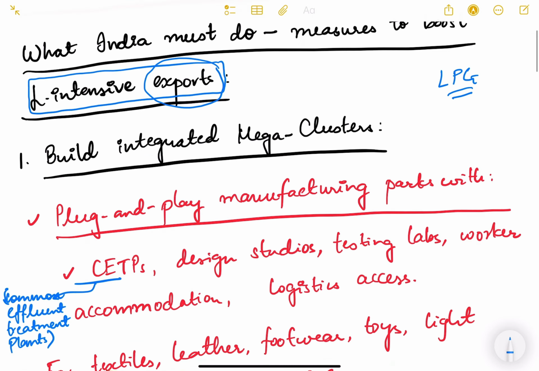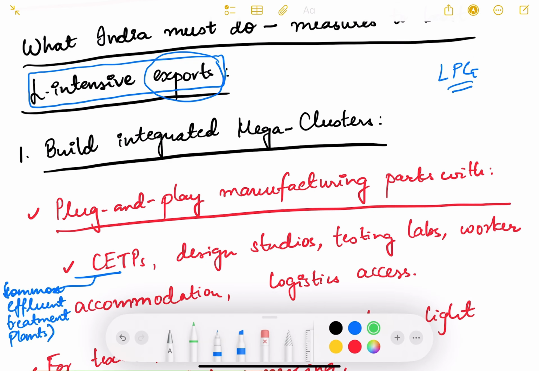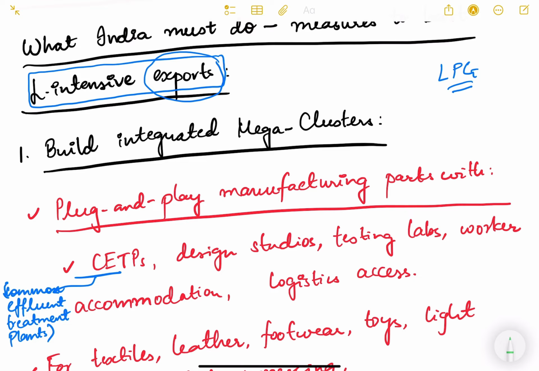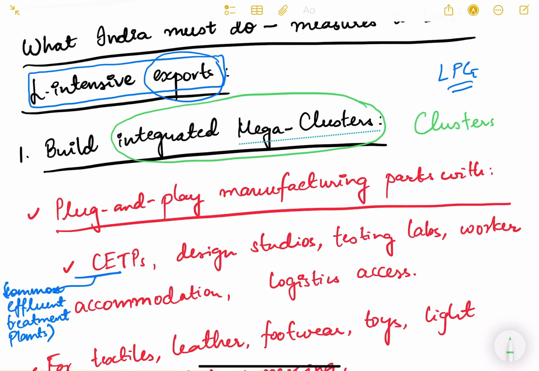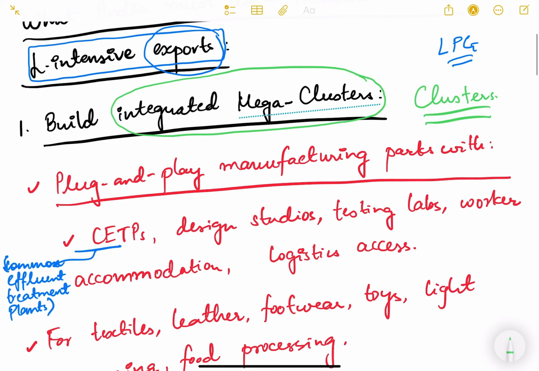So what are some of the ways in which we can or should do it? First, we need to build integrated mega clusters. This is very important because the manufacturing sector works in clusters. Cluster based manufacturing is the most successful because of the availability of inputs and an ecosystem where it is cheaper to produce a good compared to producing it in silos in different areas. So cluster based manufacturing is very successful when it comes to boosting the manufacturing sector.